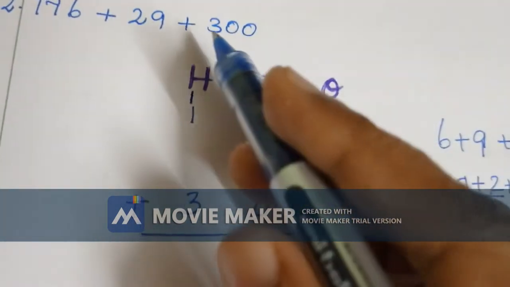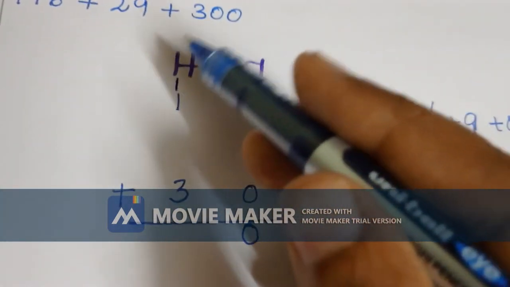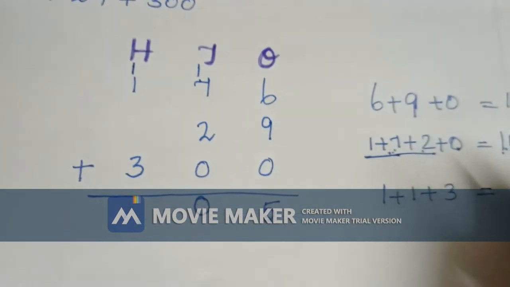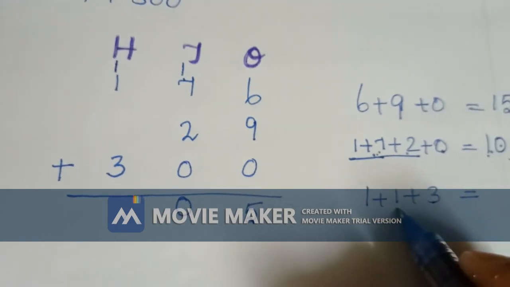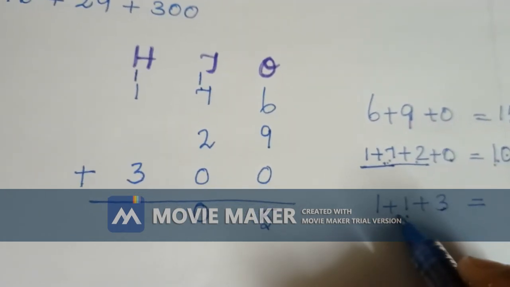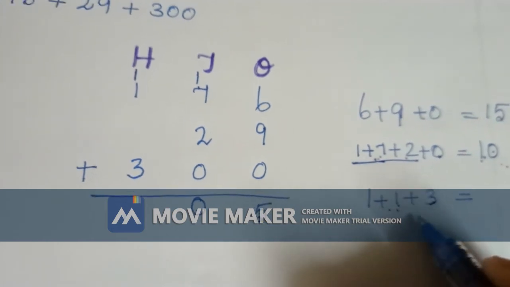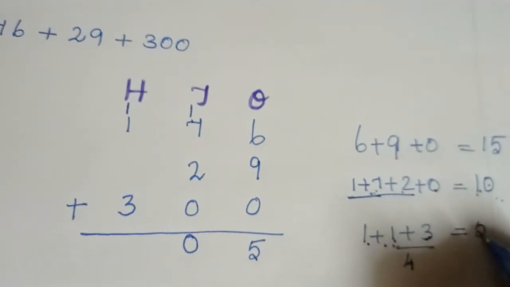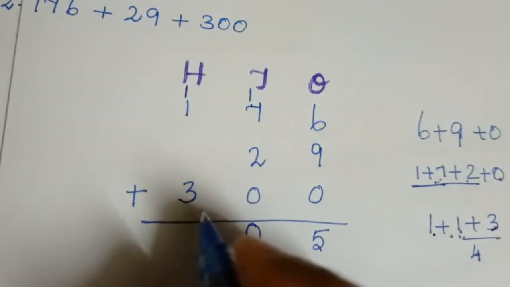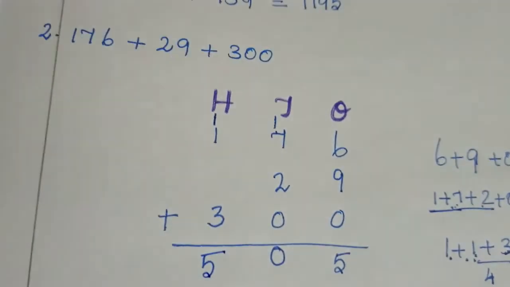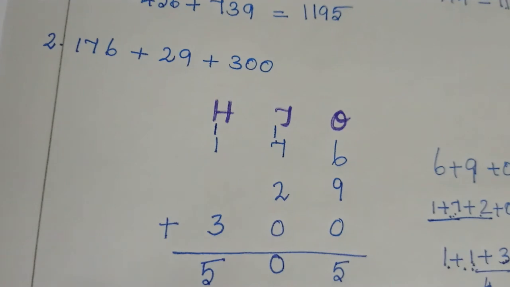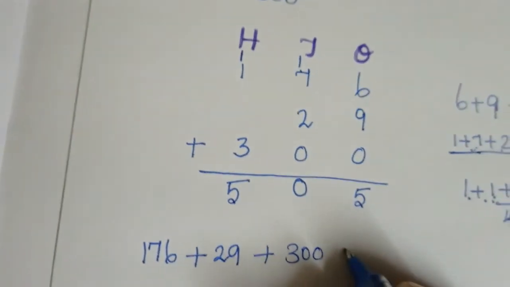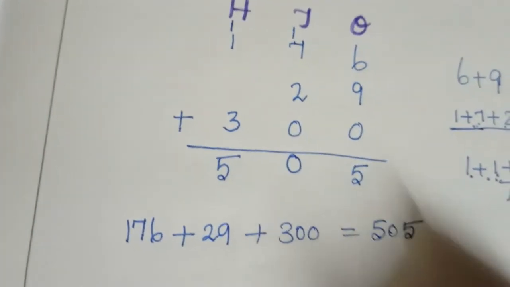Now add the digits in the hundreds place. That is 1 plus 3. Here the bigger number is 3 and the smaller number is 1. So 3 plus 1 is 4 and 4 plus 1 is 5. So you have to write 5 in the hundreds place. So 176 plus 29 plus 300, the sum is 505.